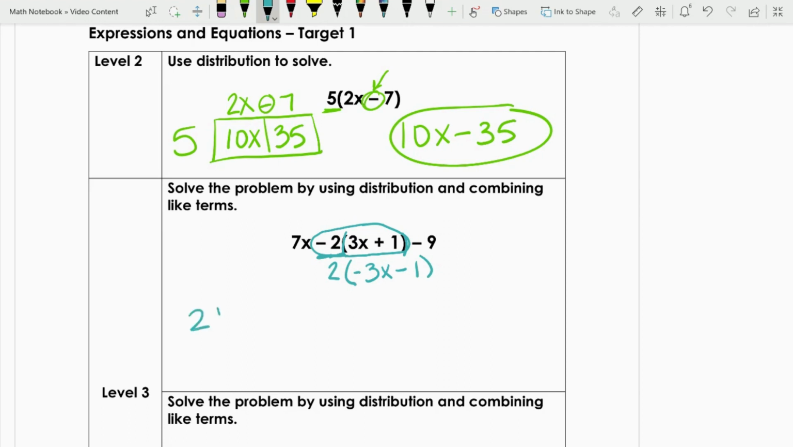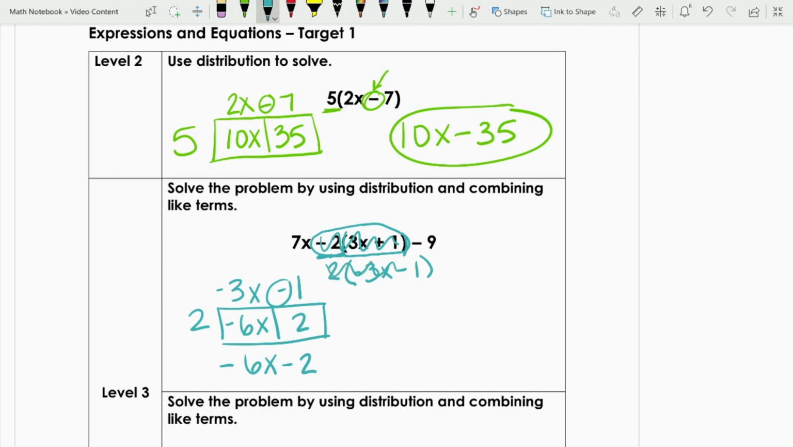So I'm going to write 2, and I'm going to draw my 2 boxes, and I'm going to have negative 3x minus 1. Remember again, this is not a negative 1. This is just showing subtraction. This is a negative because it's a negative 3. Okay, multiply. Negative 3x times 2 is negative 6x, and 1 times 2 is 2. So altogether, this is negative 6x minus 2. So this is now finished.